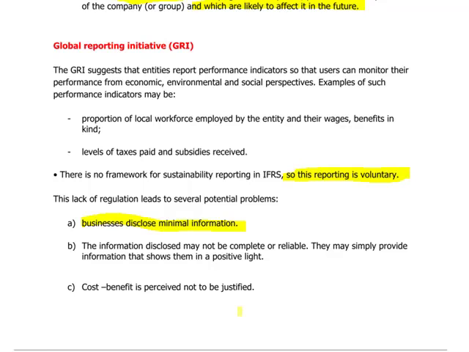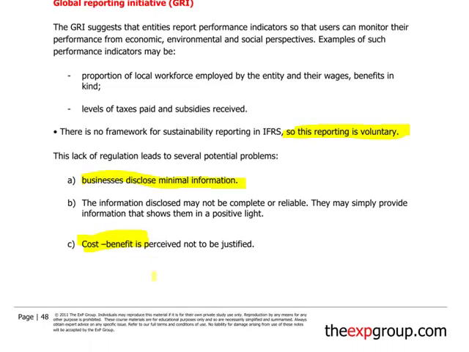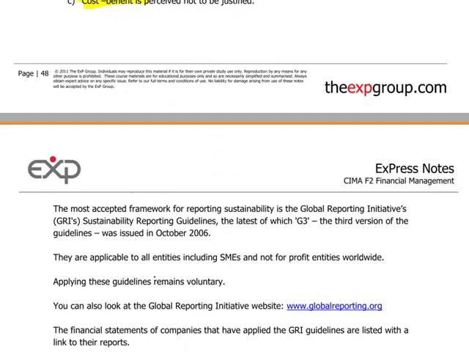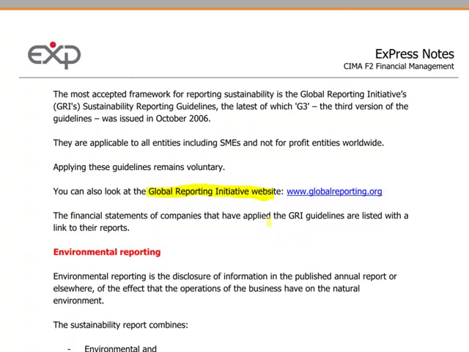Now, you also have to think about the cost-benefit, and there will always be a debate, and companies will challenge that. We'll provide all this information to all the stakeholders, but it costs us money. It's management time, it's the expertise you need to prepare all this information. What's the cost of that versus the benefit of providing information to this extent? Now, I strongly encourage you to visit the Global Reporting Initiative website, and you'll find more information about companies that do comply with these guidelines and so on.